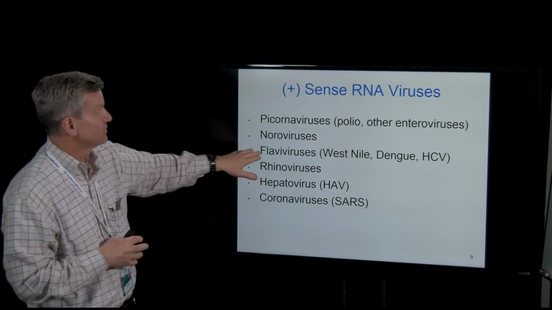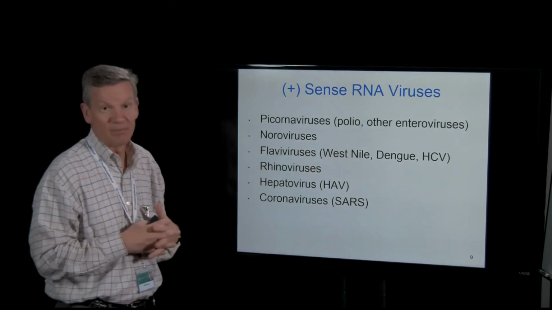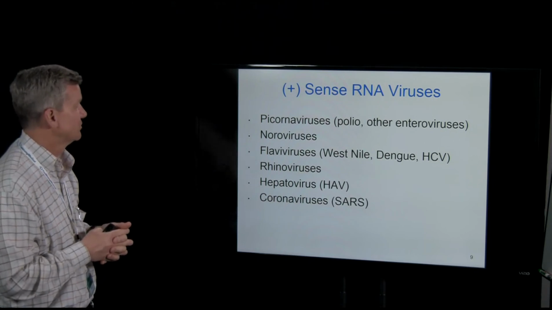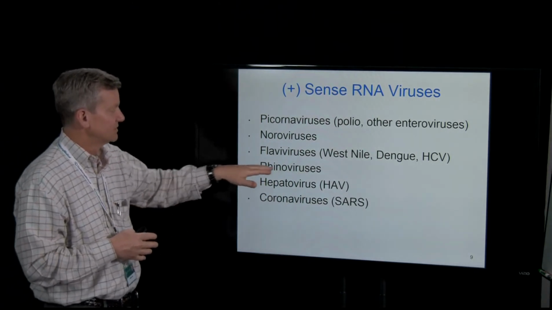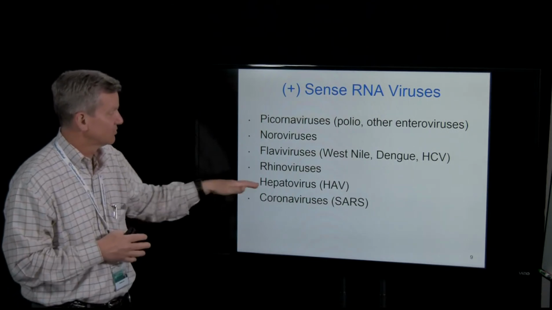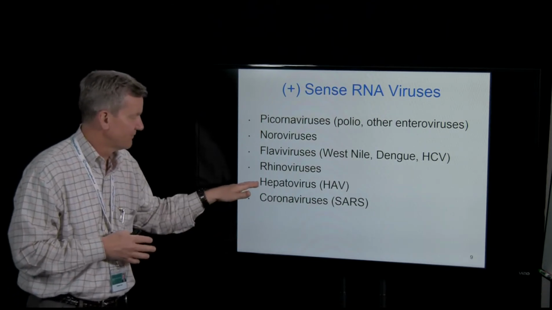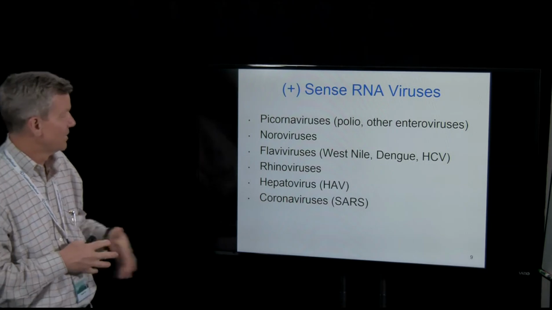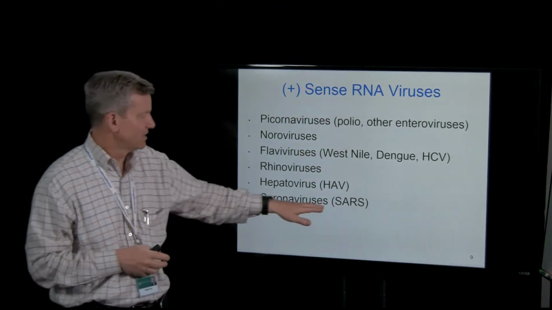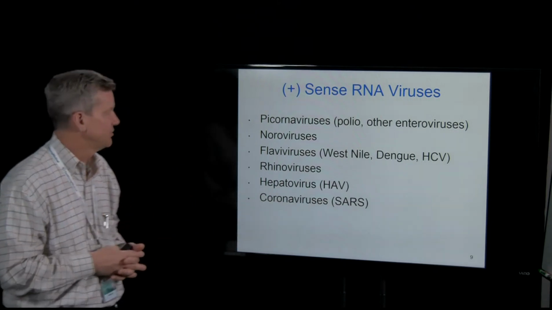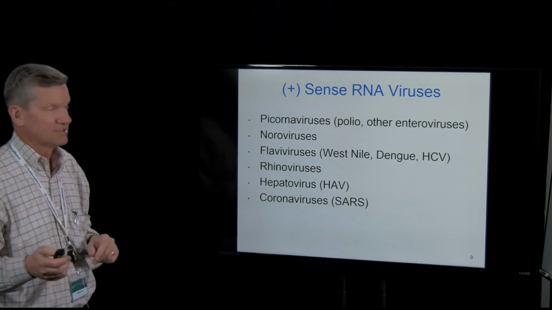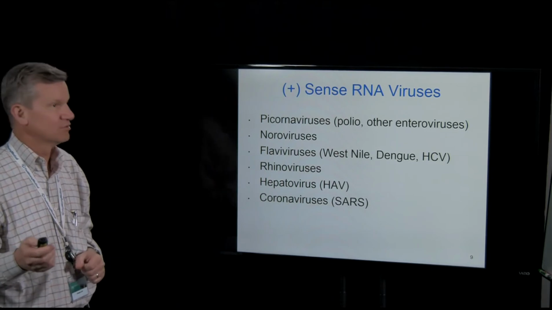And then flaviviruses, we've already mentioned, West Nile, dengue, hepatitis C virus. We'll be talking a lot about hepatitis C virus here today. Rhinoviruses, these give you the common cold. Hepatitis A viruses are transmitted in food, so it's fecal-oral. And then coronaviruses, SARS. Most of you may still remember SARS. About 10 years ago, we had a SARS outbreak. We'll talk a little bit about SARS in a subsequent lecture when we do epidemiology.